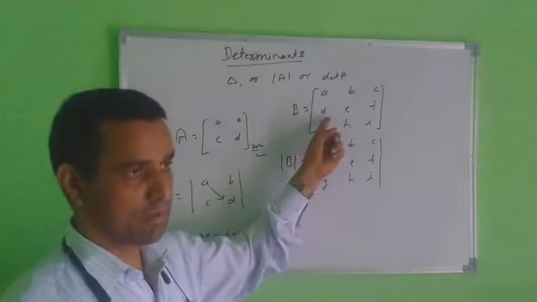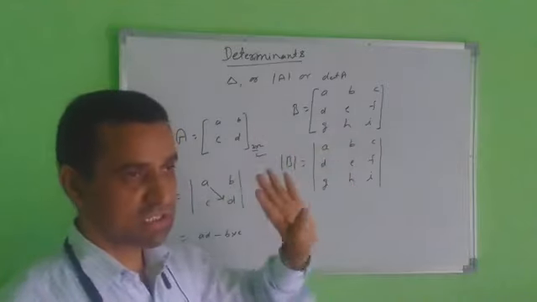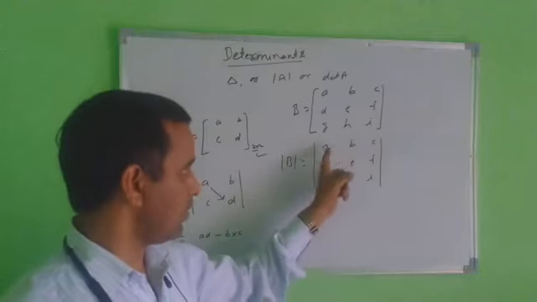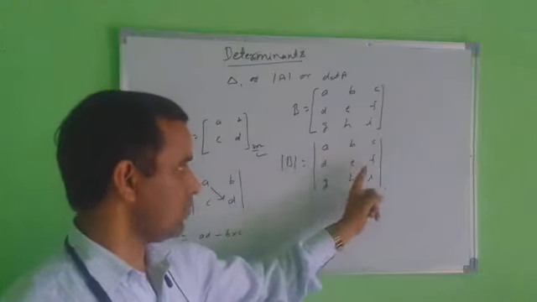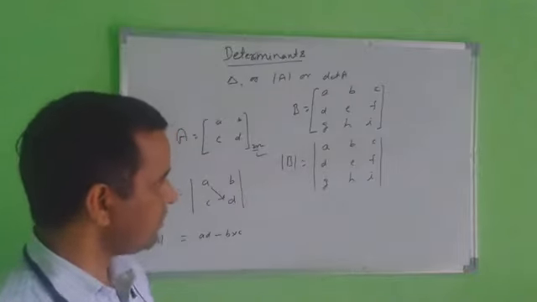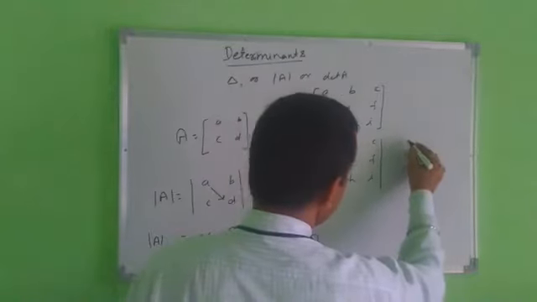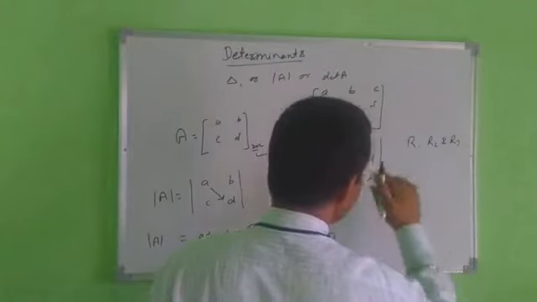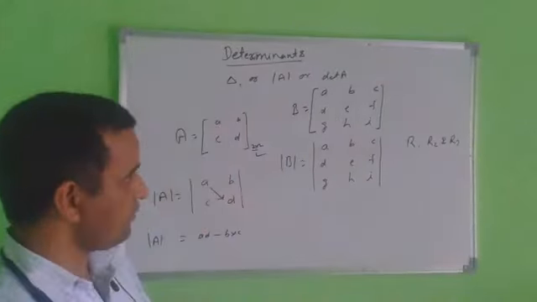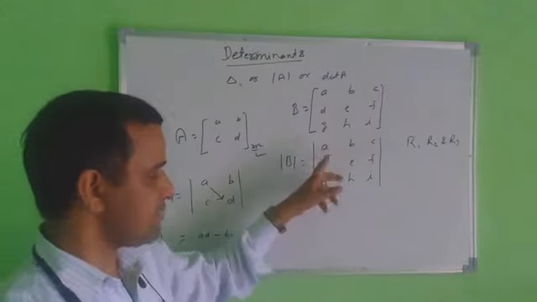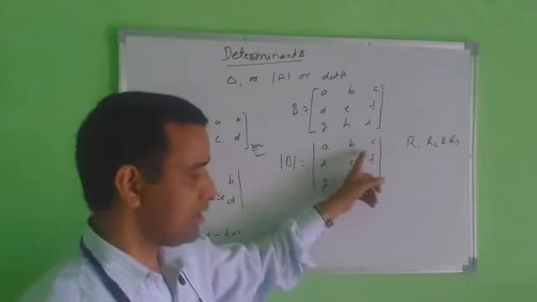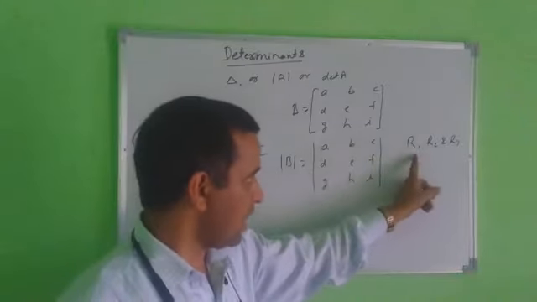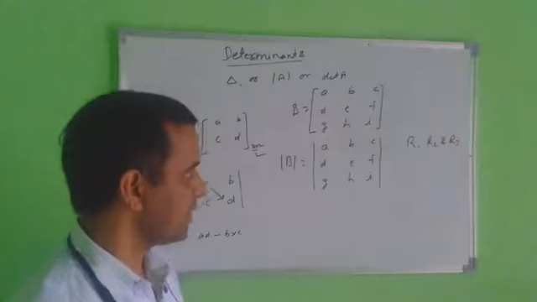You can find the determinant of this matrix in 6 ways. You can find it along R1, R2, R3, and likewise along the columns. Of these, the 3 ways are R1, R2 and R3. You can find the value of the determinant of this matrix along R1, otherwise along R2, otherwise along R3. Anyone.